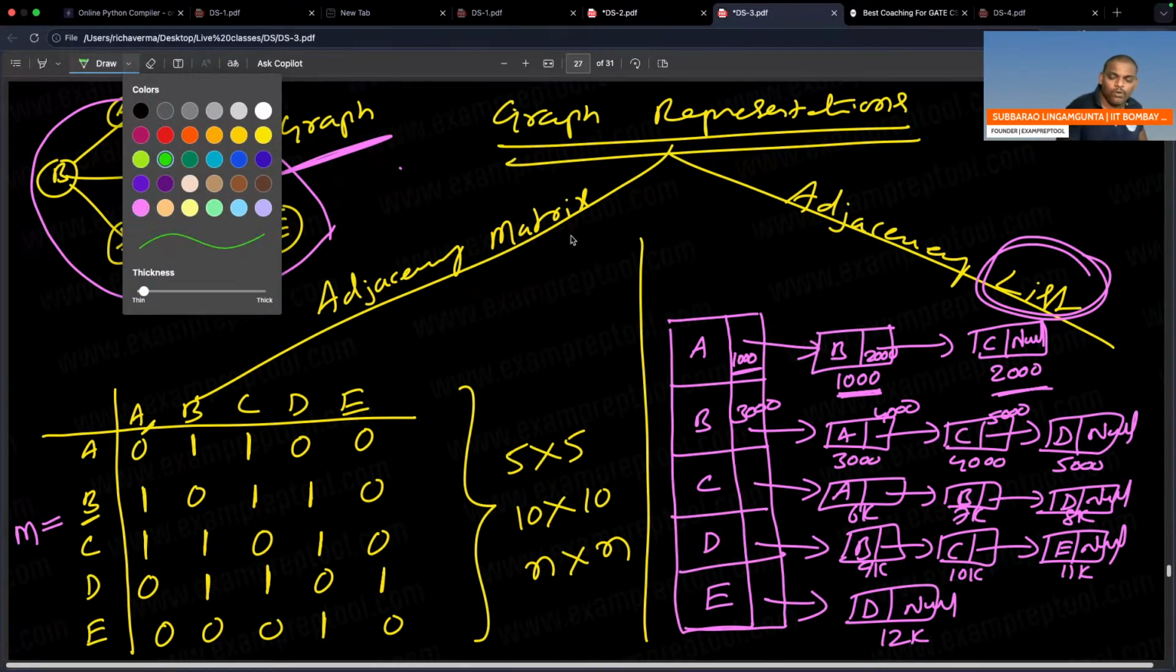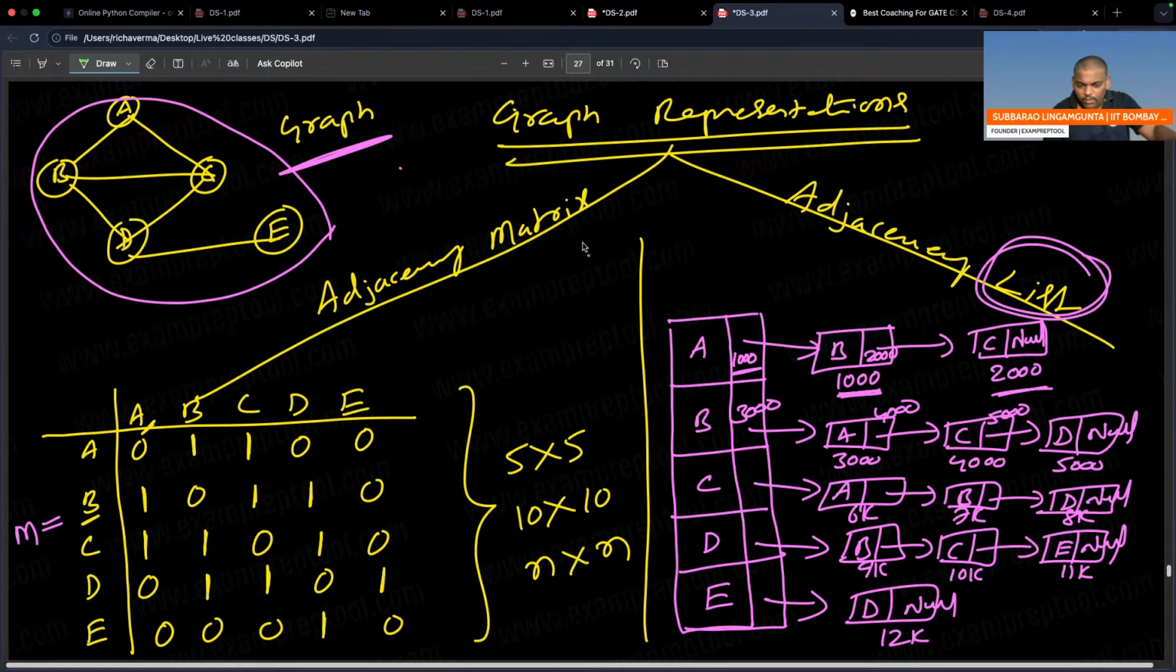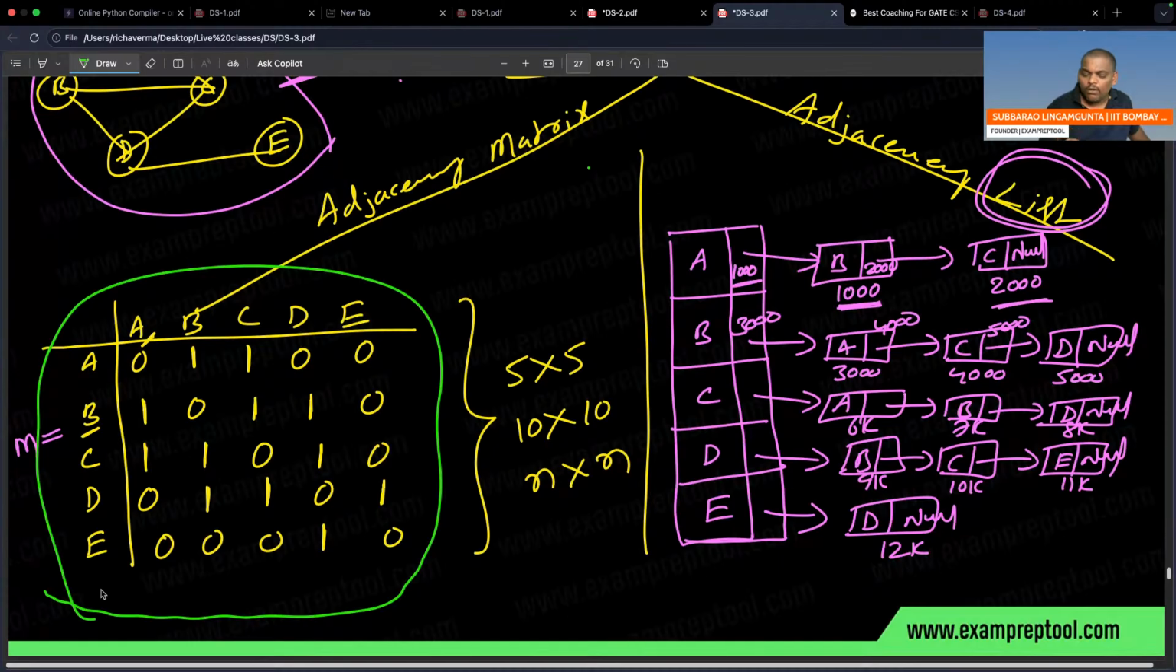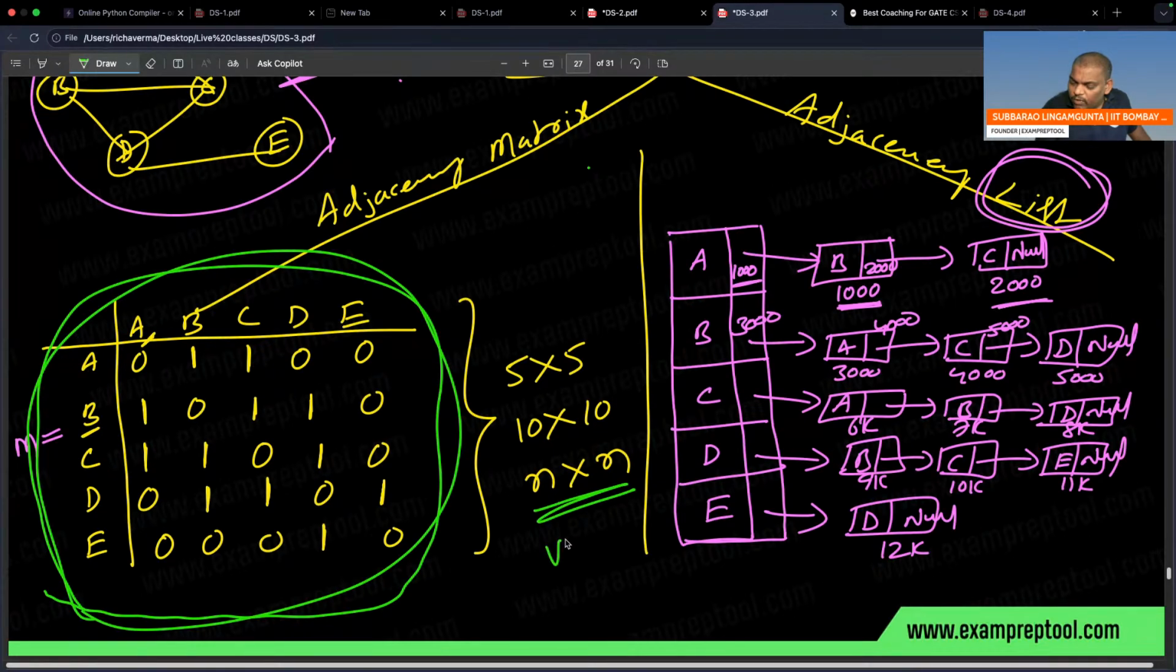Everyone observe. See this one. To represent a graph which contains V vertices, if you want to visit that particular graph in the matrix format, you have to visit the total matrix. What is the meaning of the total matrix? N by N. If there are V vertices, it is V by V, which is going to be V square time. V rows, V columns, you have to visit every one. If you want to visit that graph, you have to visit this total matrix.